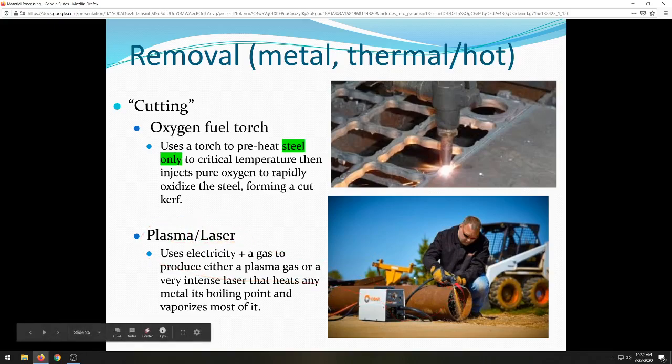But this gentleman here is using a handheld plasma cutter to cut the end of a pipe off. It looks like very standard, safe industry practice. We have one of these in our shop. But lasers are, I would say, 100% computer controlled. I've never seen a handheld laser.